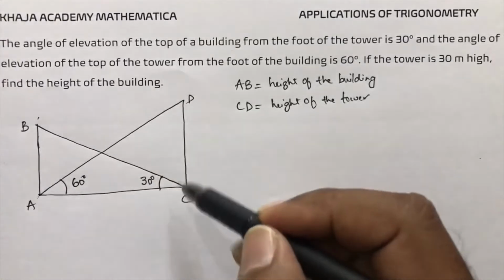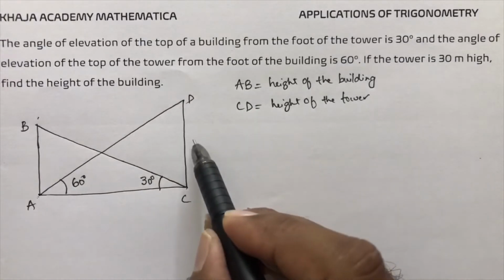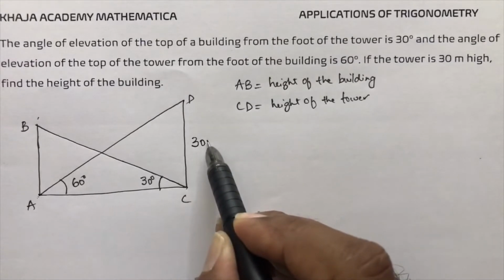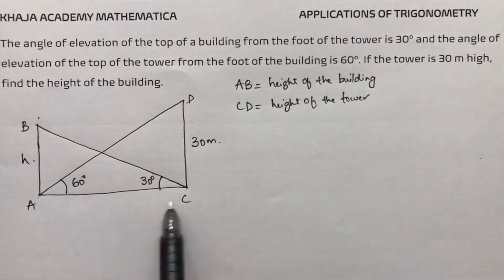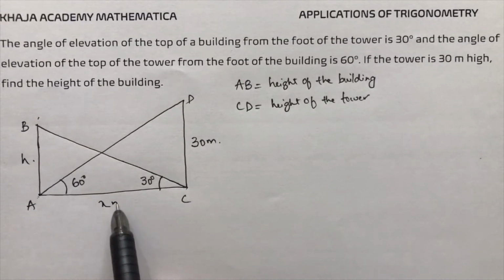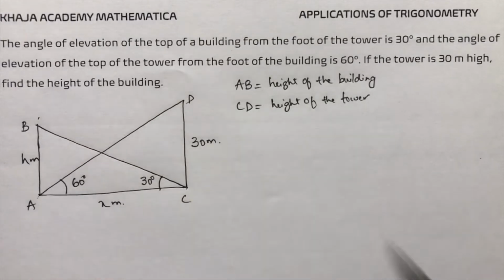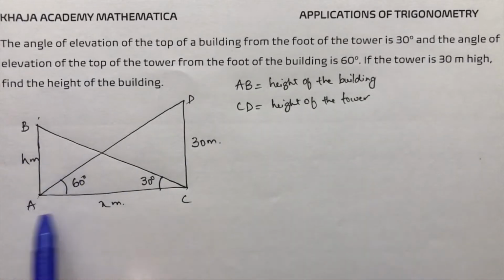If the tower is 30 meter high, so here I took this as a tower, so tower is 30 meter high, find the height of the building. I need to find H. So I'll consider AC as x meters common. Now, so here see two triangles. You can take two triangles.